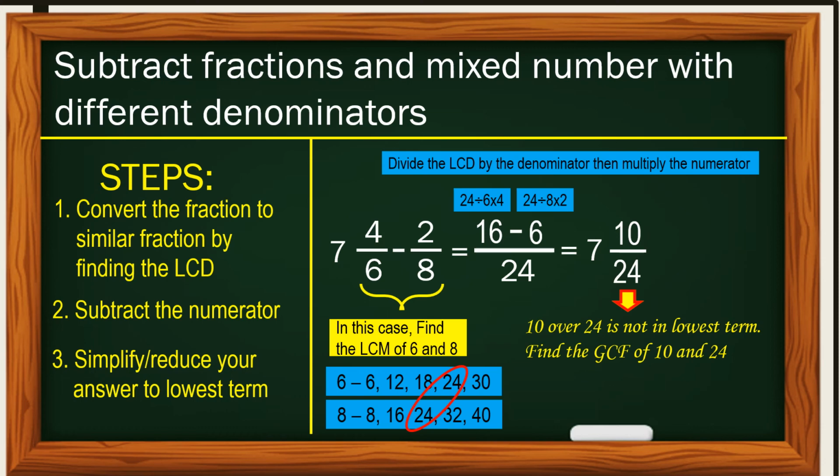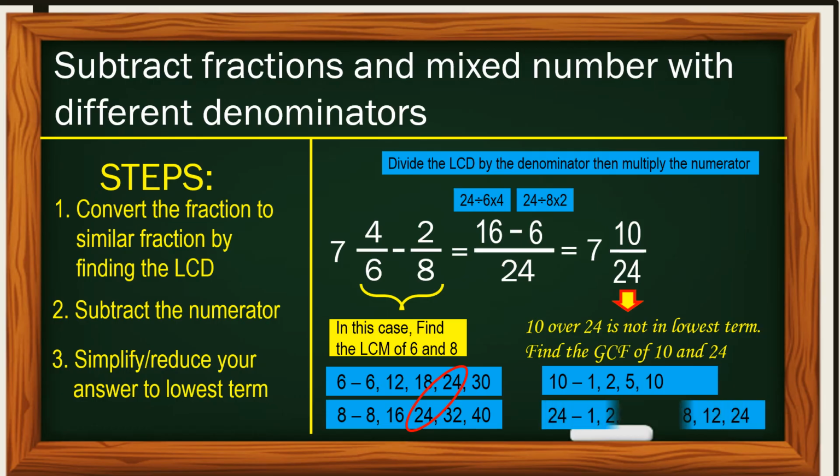So all we have to do is to find the greatest common factor of 10 and 24. So we're going to list down the factors of 10. We have 1, 2, 5, and 10. Then 24, 1, 2, 3, 4, 6, 8, 12, and 24. Tingnan natin yung greatest common factor nila, and that is 2.